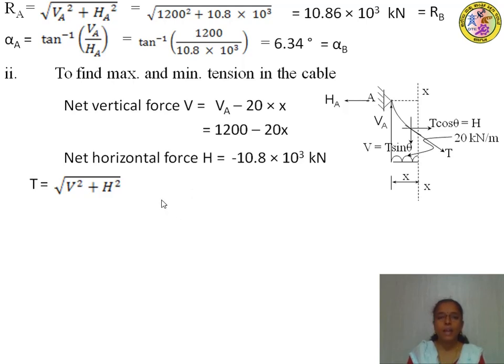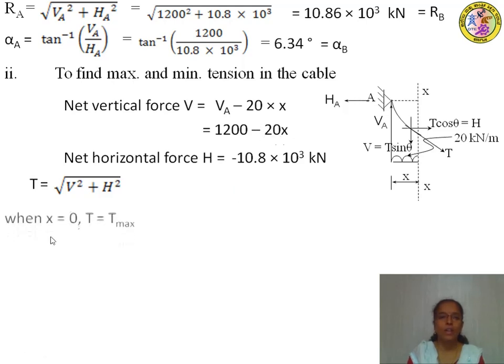To get maximum tension in the cable, H is fixed, there will not be any change. H square is 10.8 into 10 power 3 whole square, and only V can vary because we have a negative term. To get the maximum value, this term has to be 0, so 20x has to be 0. When can it be 0? When x is equal to 0. That means exactly at the support, the tension at this point will be maximum.